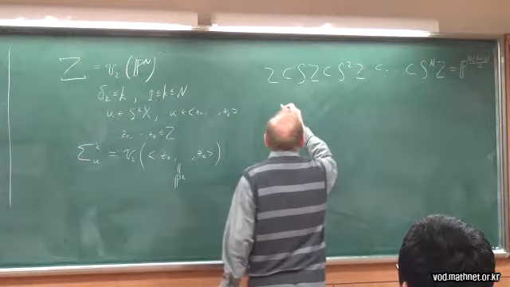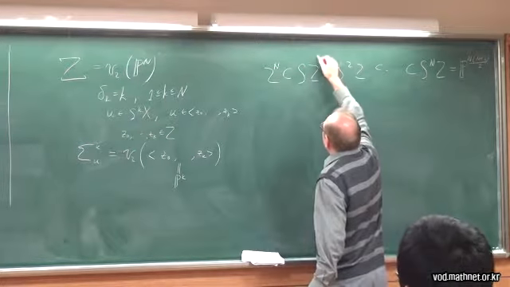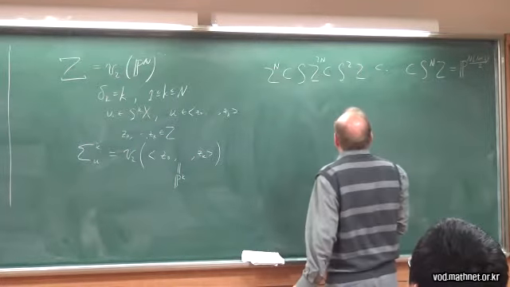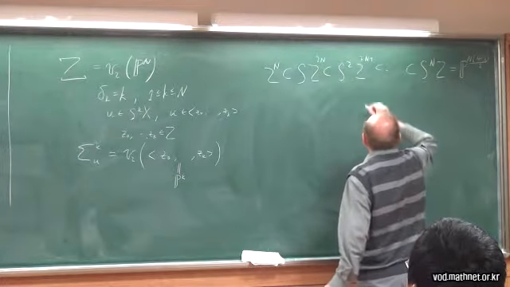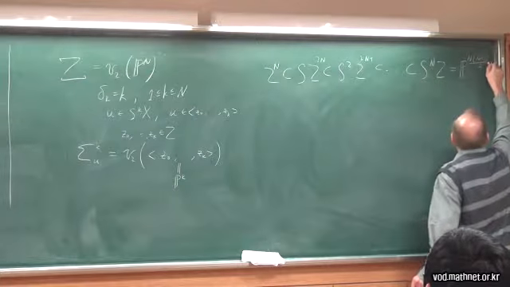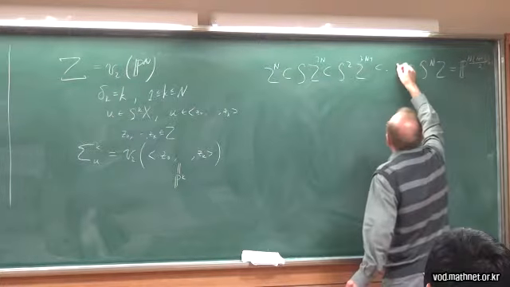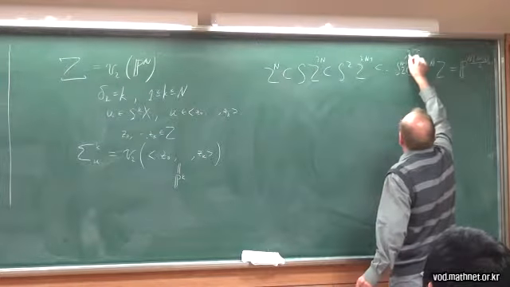And here we have the dimensions. This has dimension n. This has dimension 2n. This has dimension 3n minus 1, and so on. And finally, the preceding one has dimension nu minus 1.